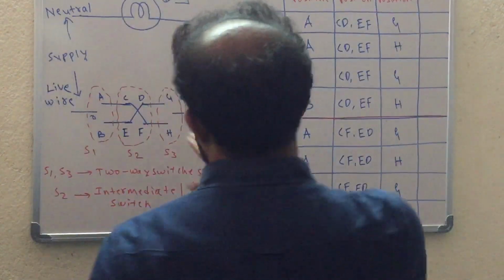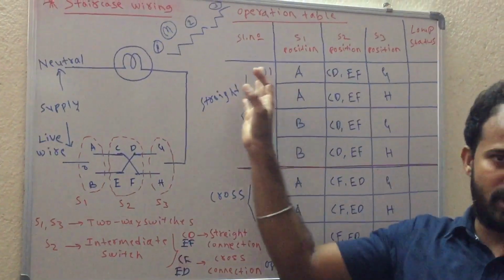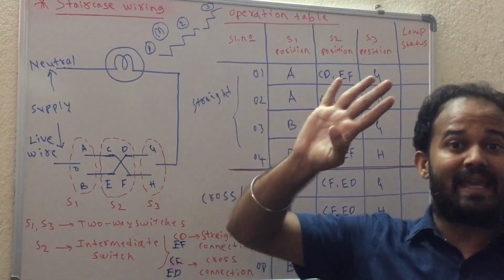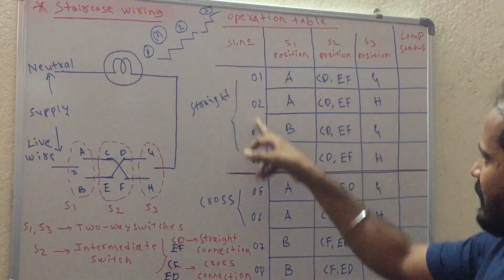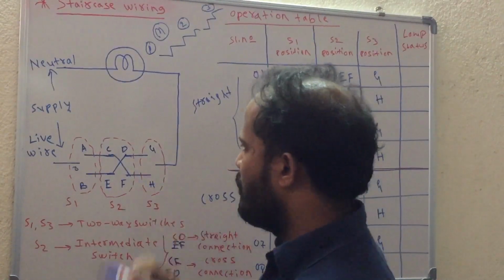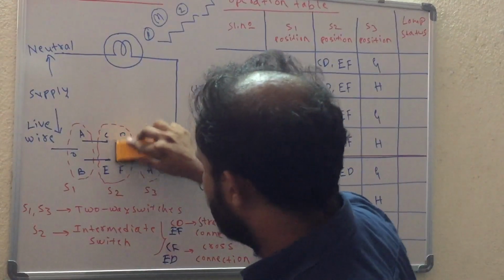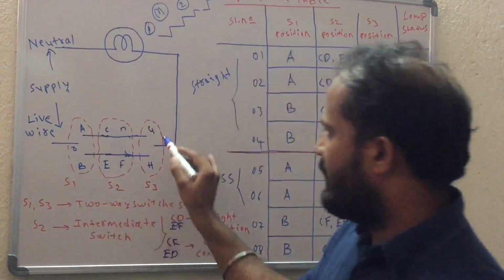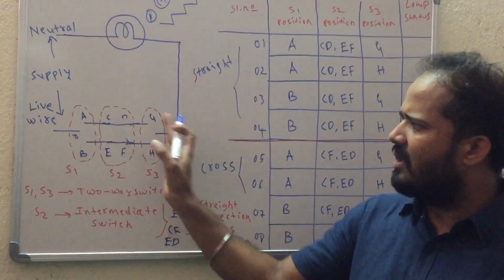As you can see, there are three inputs for this operation. With the help of a truth table, as we know, with three inputs the maximum possible number of cases is 8. Hence the serial number is counted from 1 to 8. If I keep the position of this intermediate switch S2 in a straight connection, it is just like two-way control of a lamp again.